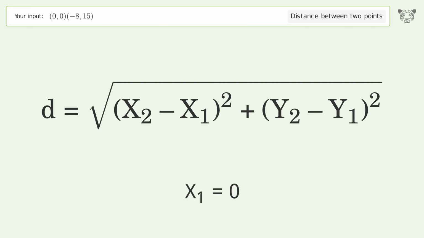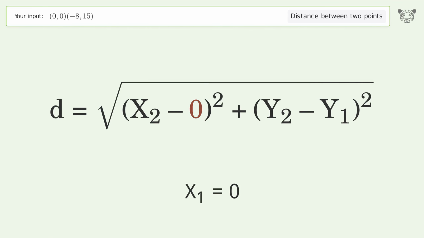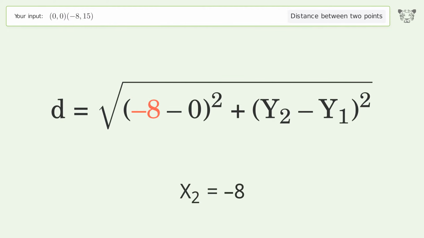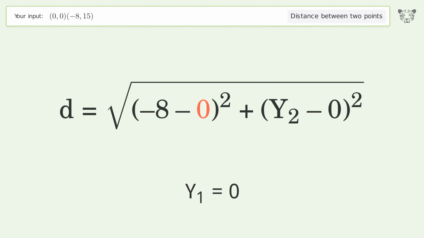x1 equals 0. x2 equals -8. y1 equals 0. y2 equals 15.